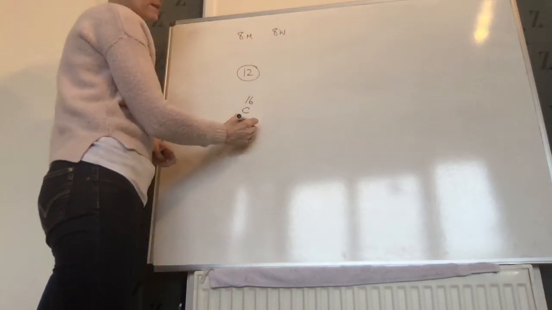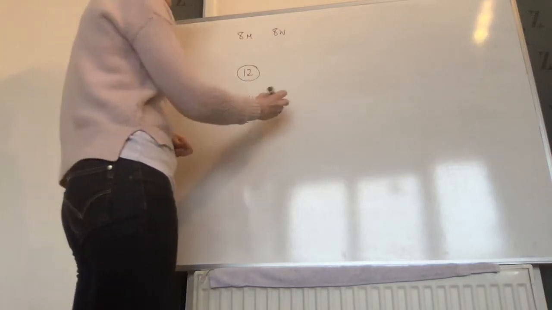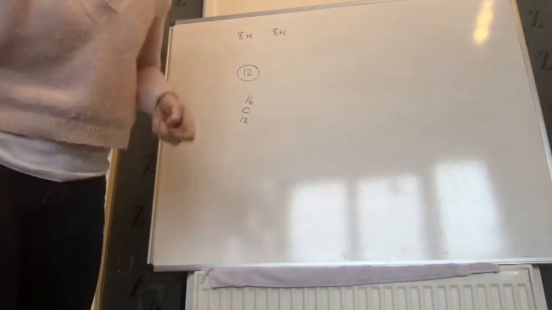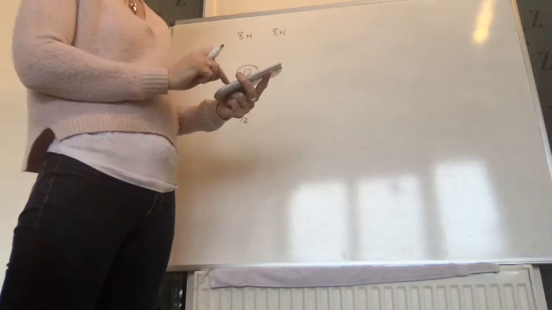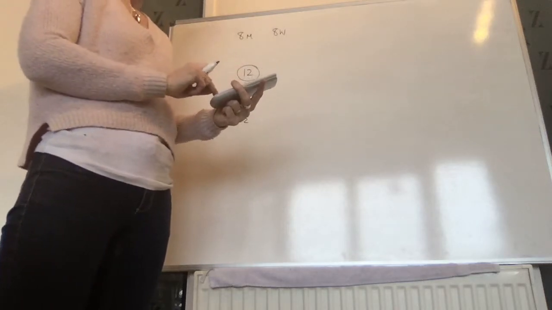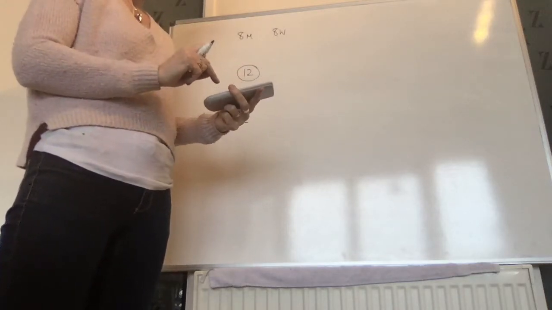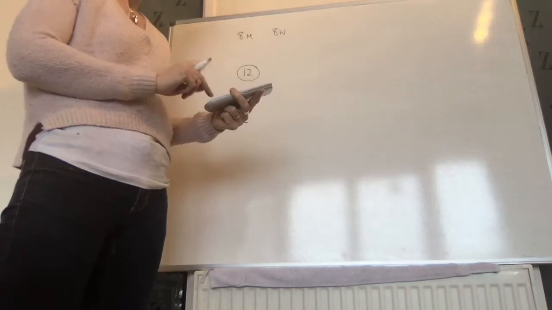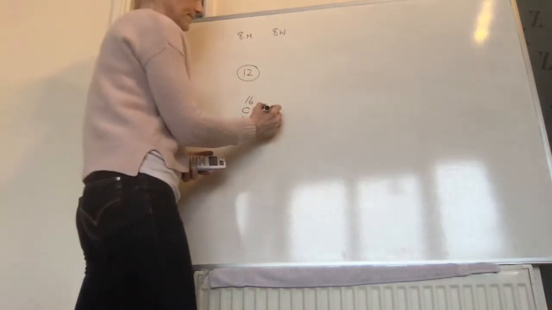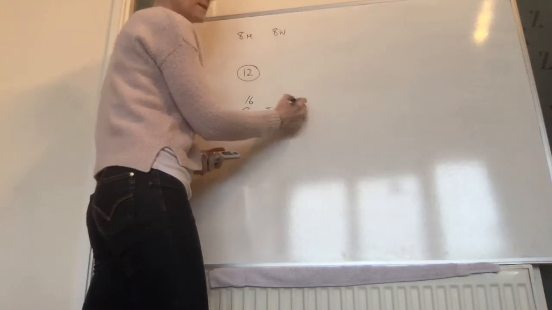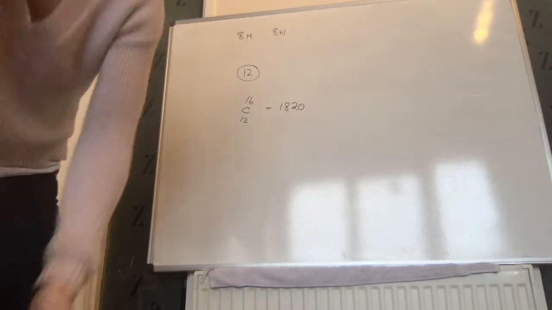choose 12. Okay? And remember, you can do it on the calculator. So 16 choose 12 is 1,820. Nice, easy, 5 marks.